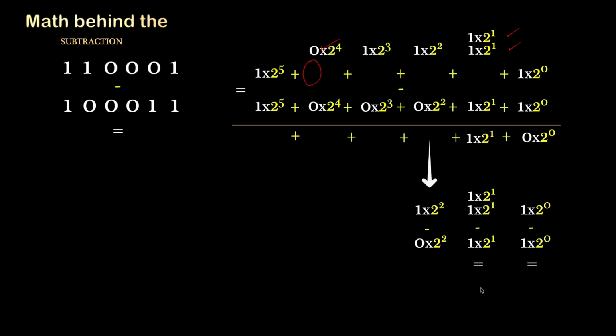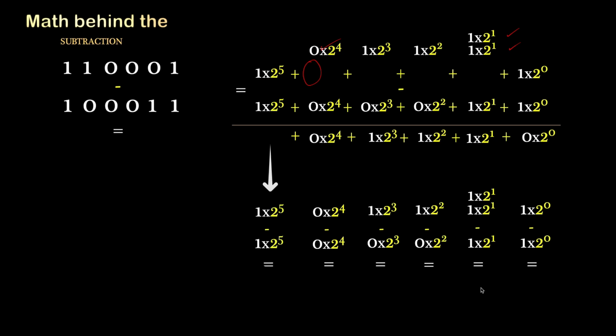In the third position, we have 1 multiplied by 2 to the power of 2 minus 0 multiplied by 2 to the power of 2, which is 1. Similarly, in the fourth position, we have 1 multiplied by 2 to the power of 3. In the fifth position, we have 0 minus 0, which is 0. Similarly, in the sixth position, we have 0. The resultant number is 0, 1, 1, 1, 0, 0 from position 1 to position 6.